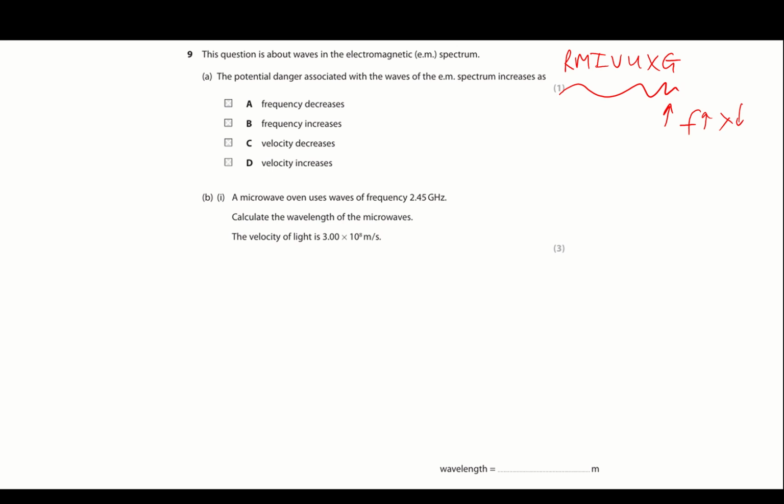As frequency increases, B. Next one, a microwave uses a frequency of 2.45 gigahertz. So we've learned kilo, mega, giga, tera, and I taught you 10 to the 3, 10 to the 6, 10 to the 9. So we're going to need that. So times 10 to the power of 9. Make sure you're really good at that. And then this is in meters per second, so I can leave that alone.